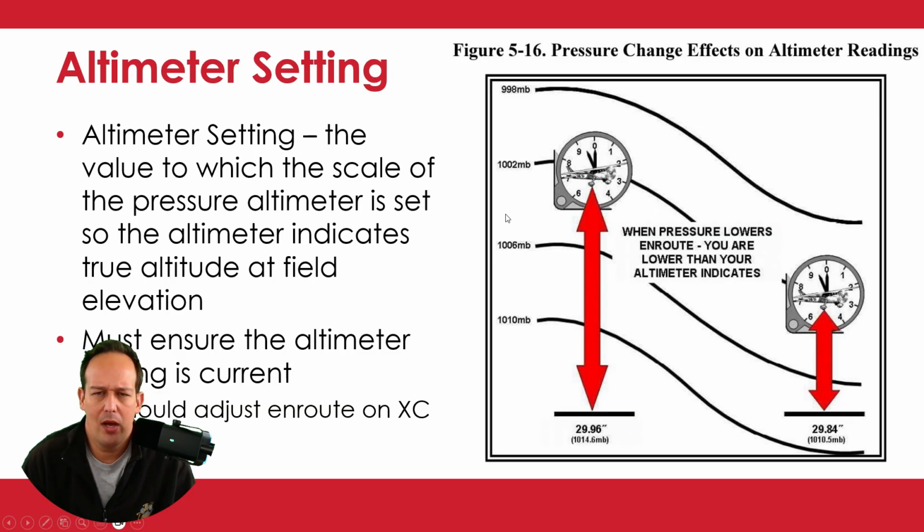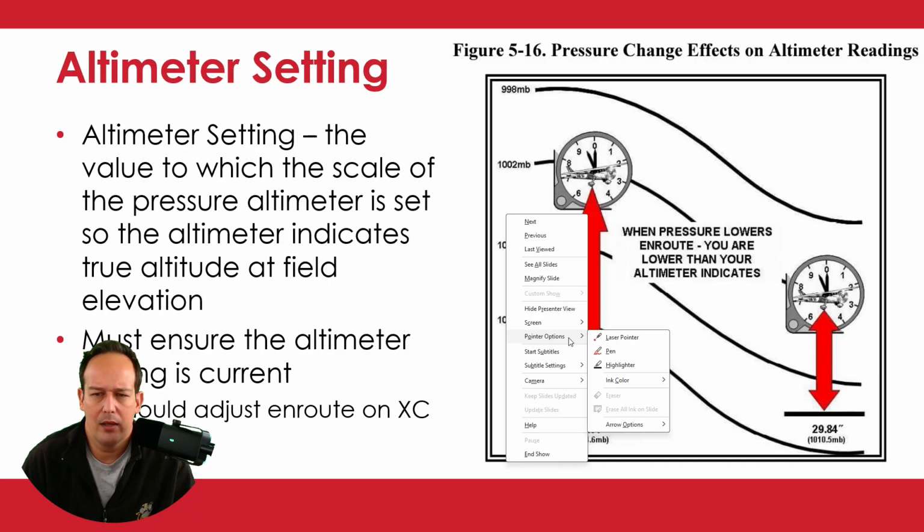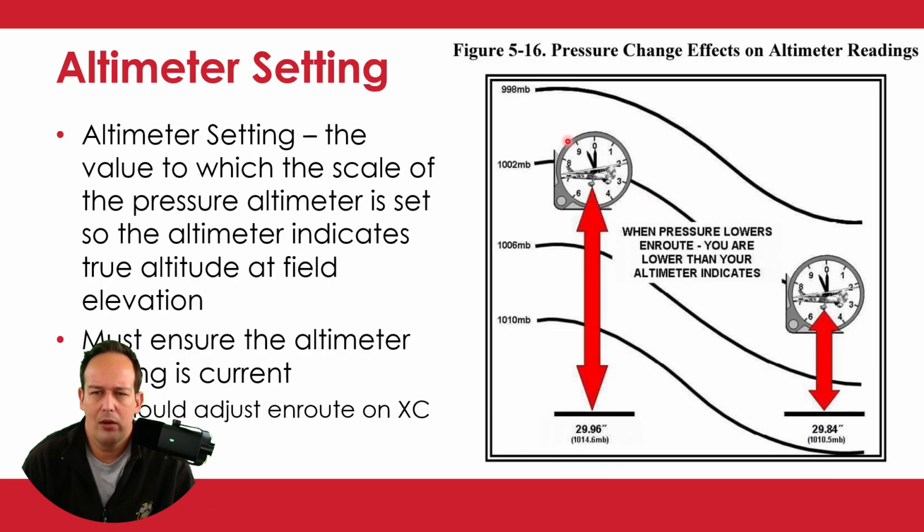As we're flying along, I'll go ahead and give you my laser pointer here. As we're flying along here, we're in an area of higher pressure. And if we do not change our altimeter setting, then as we're flying along, what's going to happen? Well, when you're looking at your altimeter, it's going to start indicating a higher altitude because let's try to remember what happens when we go up in altitude. What happens to the pressure? It decreases.